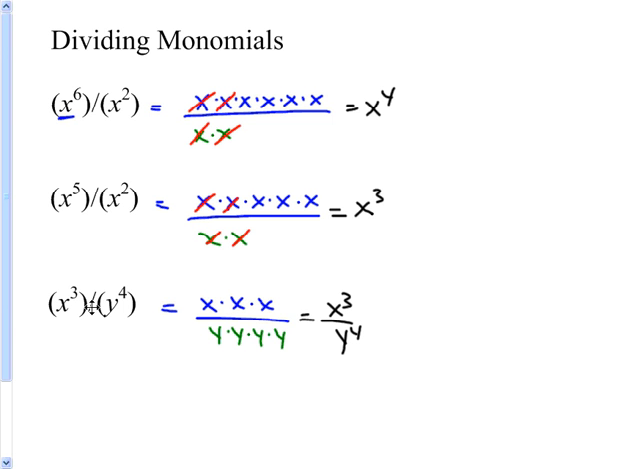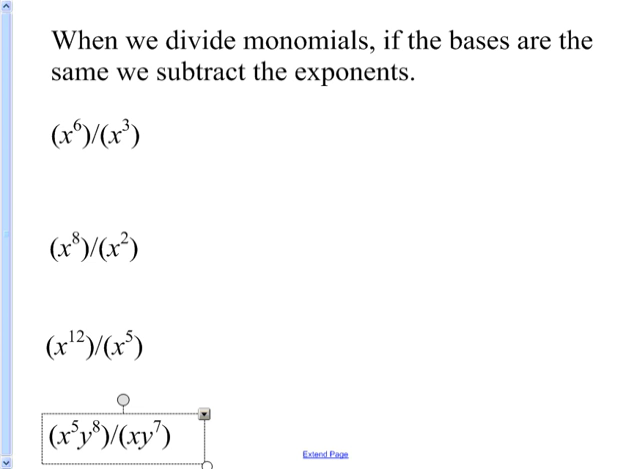Now the question is, what's our shortcut here? 6 and 2, how do we get 4? 5 and 2, how do we get 3? And sure enough, we subtract. Now that shouldn't surprise you, because when we were multiplying monomials, we added. It's not surprising that when we do the inverse or opposite operation, we do the opposite operation with the exponents. So when we divide monomials, if the bases are the same, we subtract the exponents. So again, we don't want you taking the long way each time. We would just say this is x to the 6th minus 3, or x to the 3.